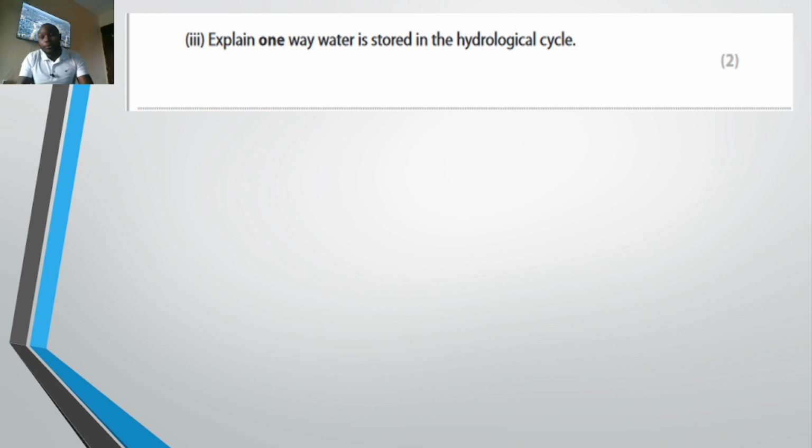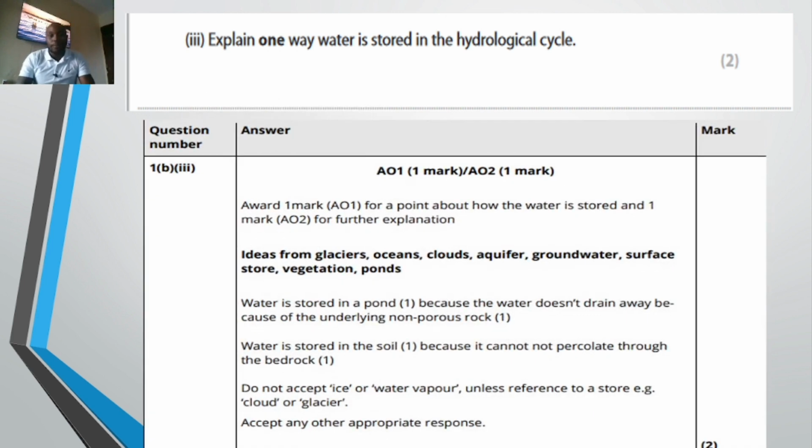Of course, you know the stores. You know ice, you know the atmosphere, or even clouds. You know lakes, you know snow, ice. Now explain one way water is stored in the hydrological cycle. Okay, so among your answers, I expect something like this.